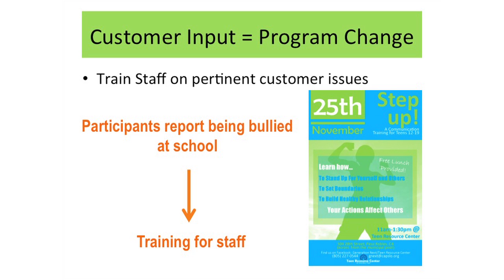With this customer input, we decided to change the program. We train the staff on issues that we see arise. A couple of our participants came to us about bullying, and they were being bullied at school and within the community. So we decided to train the staff. We had a training open to the community, a step-up training, and it helped us provide communication and intervention trainings. It really helped us with attacking the situation at hand.